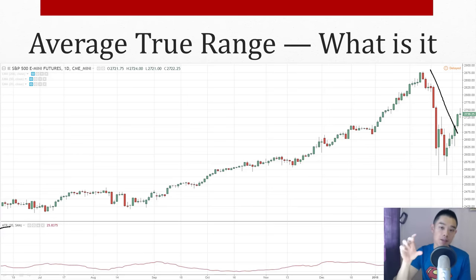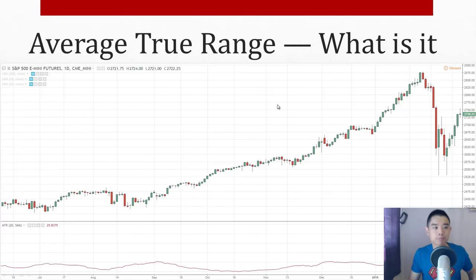It measures the volatility. I don't want to go into the calculation here because it can be a bit complex, but the core idea is this: the range of the candles, here to here is the range, here to here is the range. As the range of the candles gets larger, your ATR value increases because it measures volatility in the market. As the range of your candles gets smaller, your ATR values will decrease. This is the core idea behind the ATR indicator.